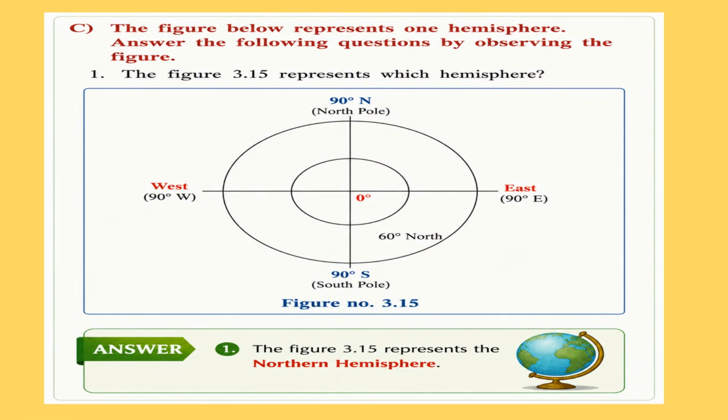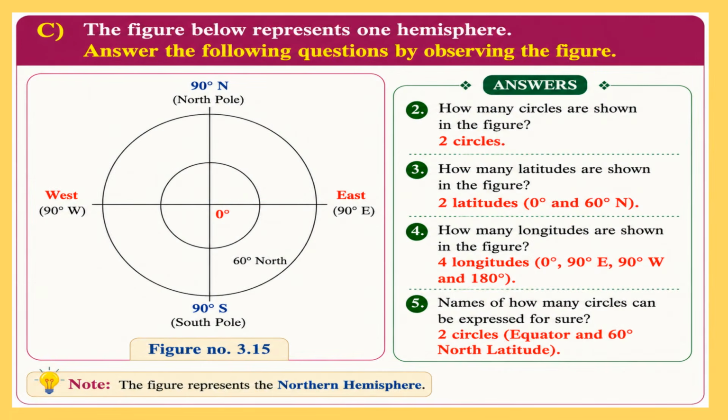Observing figure 3.15, we can determine it represents the northern hemisphere. Based on the same figure, we can observe two circles, two latitudes, 0 and 60 degrees north, and four longitudes, 0, 90 degrees east, 90 degrees west, and 180 degrees.